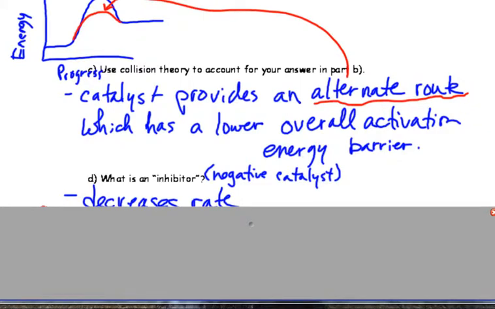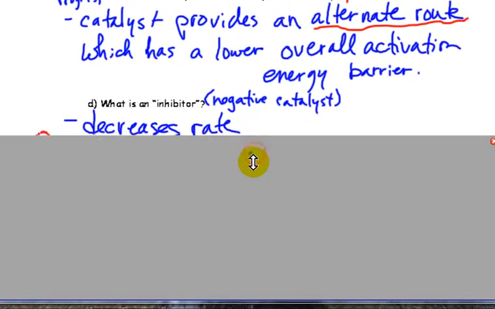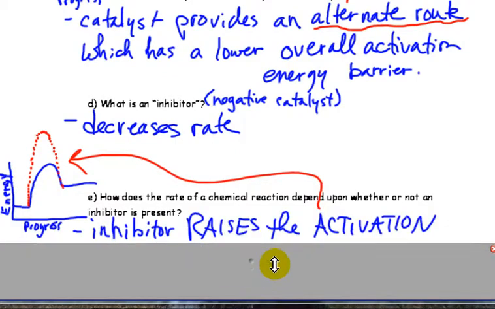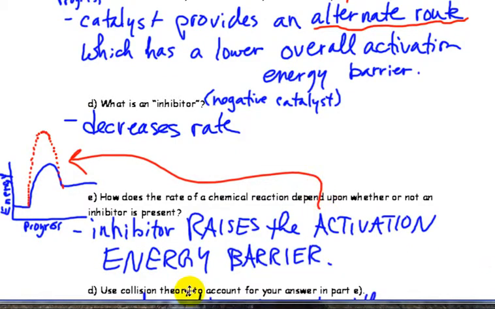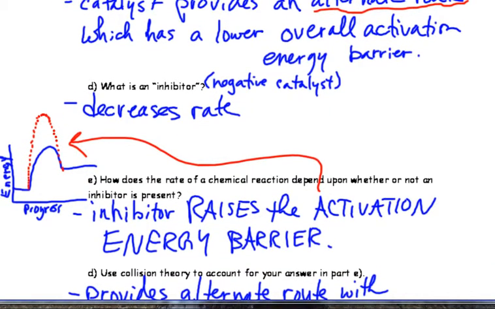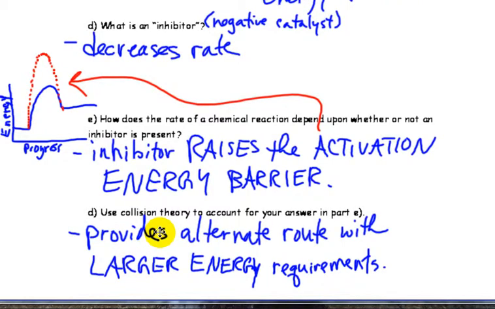Inhibitor: it does the exact opposite. It raises the roof on energy requirements. So it decreases the rate by increasing energy requirements, making it more difficult for a reaction to occur. So the larger route requires more energy, so fewer particles will be able to meet that.